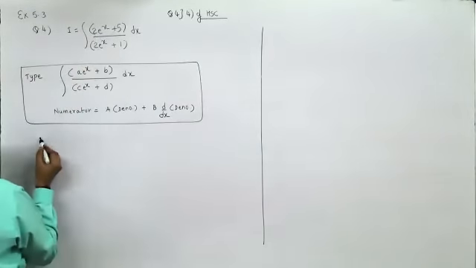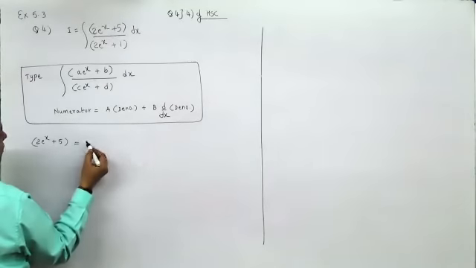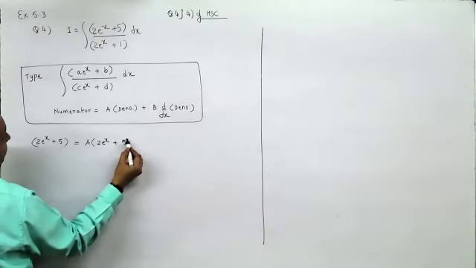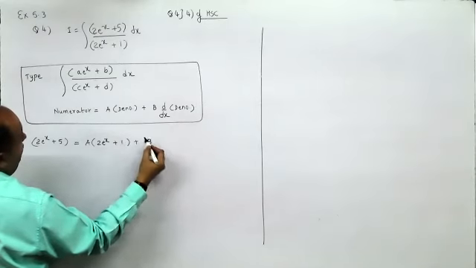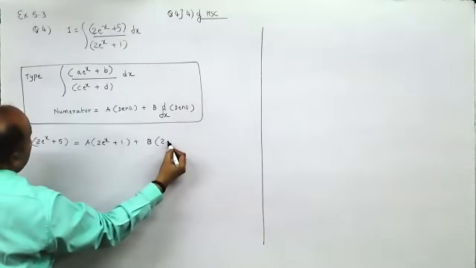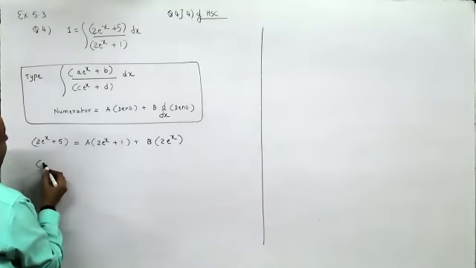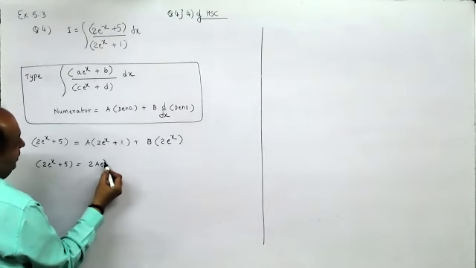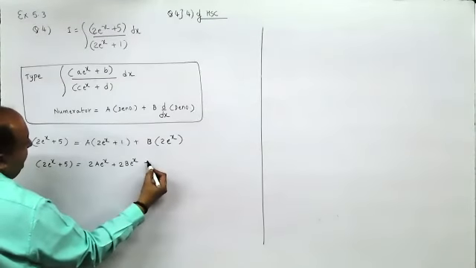The numerator is 2e raised to x plus 5. You have to write that in terms of a into denominator, that means a into this term, plus b into derivative of denominator. What is the derivative of denominator? It is 2e raised to x, and derivative of 1 is 0. Now, when I solve this, I'll get 2e raised to x plus 5 equal to 2a e raised to x plus 2b e raised to x, and I'll get plus a here separate.